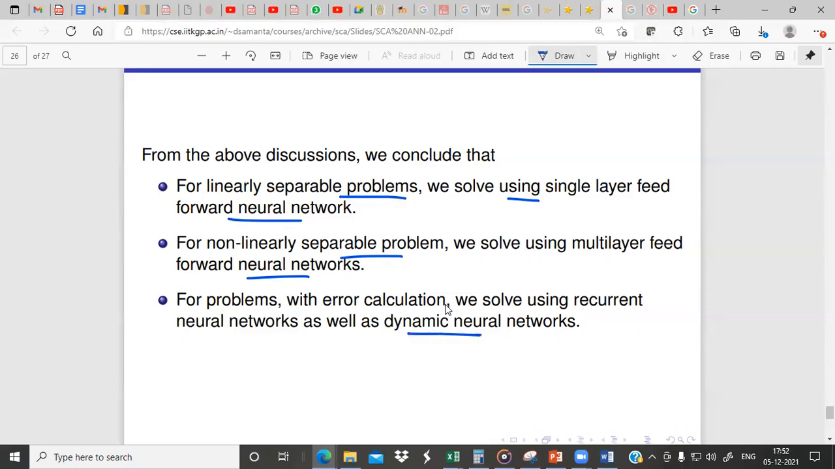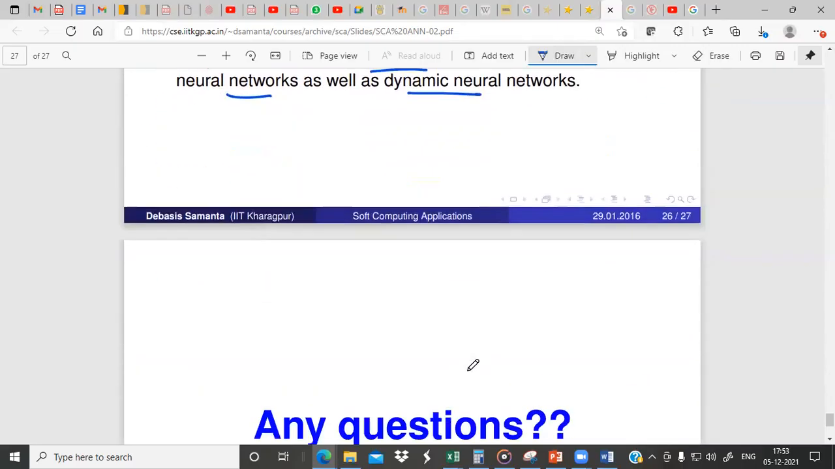In dynamic neural networks, during the training phase, we calculate the error. The error is calculated by comparing the actual output with the expected output or the target output. Based on that, the feedback will be given to the neural network, and accordingly, its weights will get adjusted.